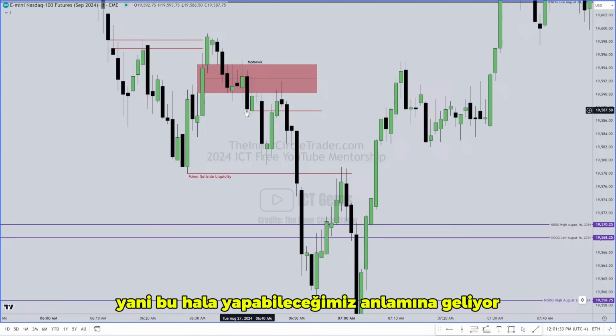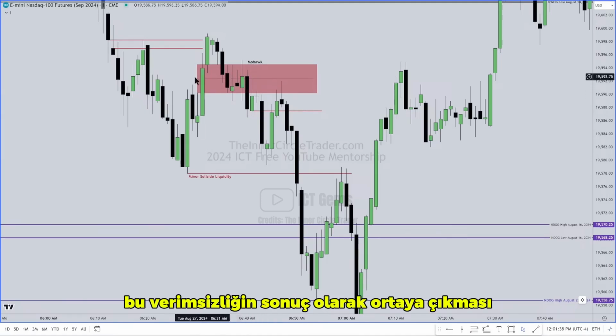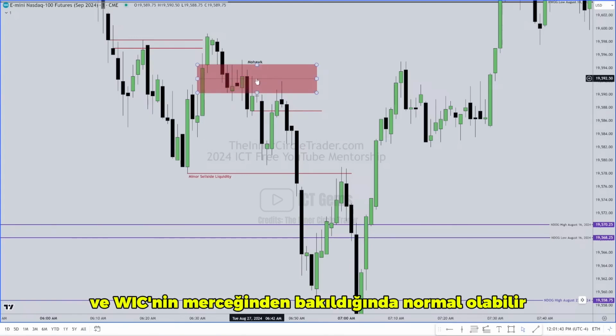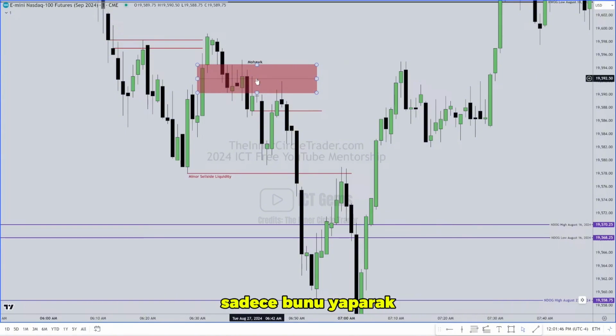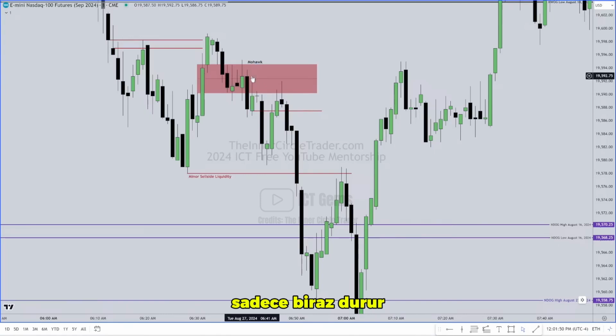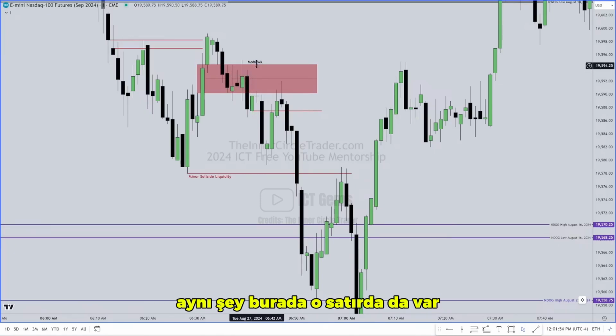So that means we can still trade up to consequent encroachment of this inefficiency, because that's normal. That's normal, and it could be normal through the lens of the wick doing it only. What do we see here? We open, the body goes all the way up here, stops just by a little bit. So that little movement above that midpoint of this inefficiency is the same thing I've outlined here.